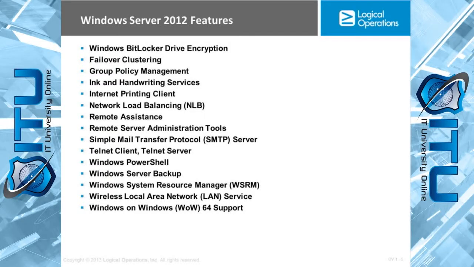Now, we were talking about roles, and we know that a role is a collection of features. Let's take a look at some of the features that are independent features that you might install that are not necessarily part of a larger role. First one here, Windows BitLocker Drive Encryption.